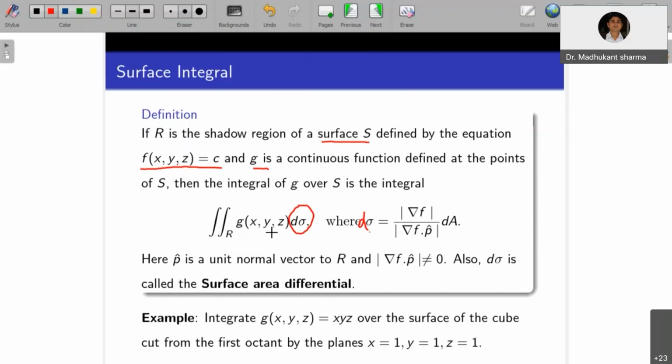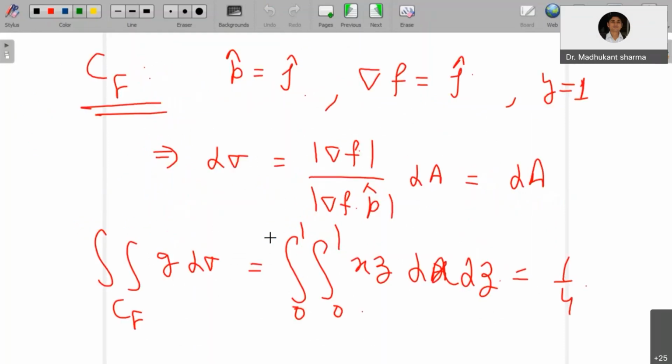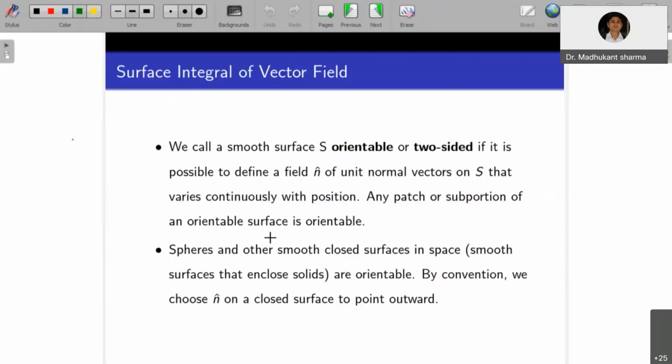Now, how will we talk about the surface integral of a vector field? Instead of a scalar valued function g, if you have a vector valued function or a vector field f, it may be multi-dimensional, x, y, z, three-dimensional or two-dimensional, and so on. How would we handle that? The very first definition in this regard is when we say a surface is orientable. The name itself suggests what we mean by orientable, or two-sided.